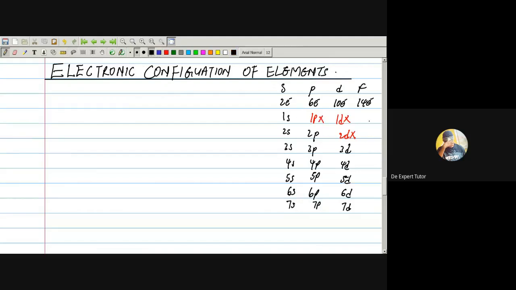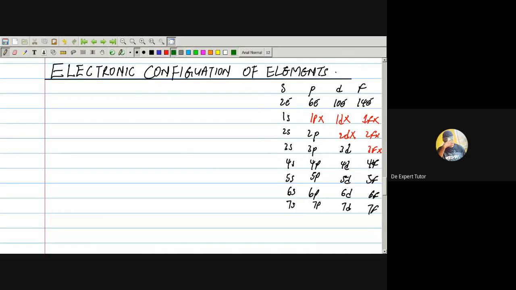F starts from 4: 4f, 5f, 6f, 7f. Take note that orbitals like 1f, 2f and 3f don't exist. Don't forget, the orbitals that do not exist are 1p, 1d, 1f, 2d, 2f, 3f. But all of the other ones can exist. So this is how we do it.